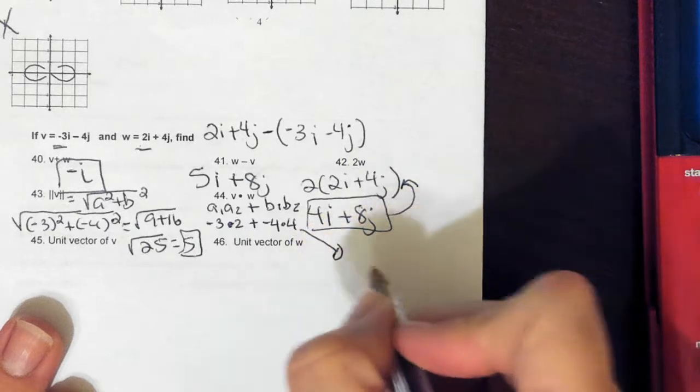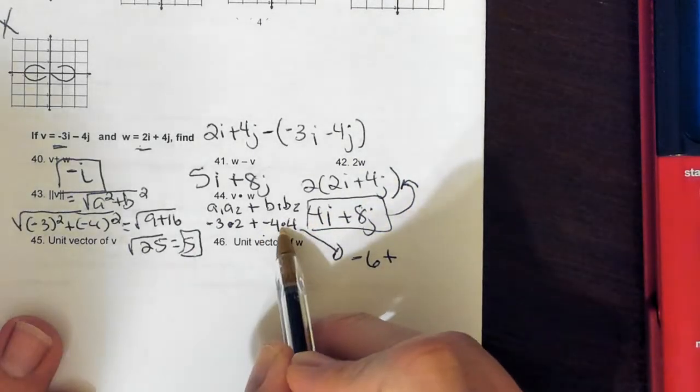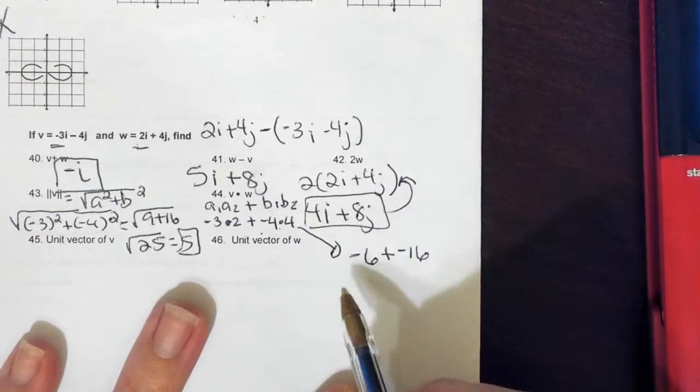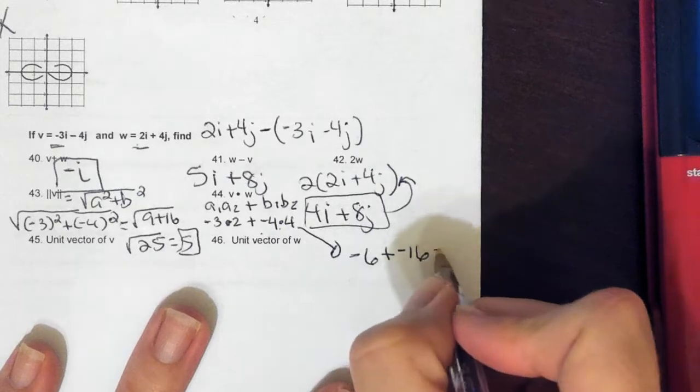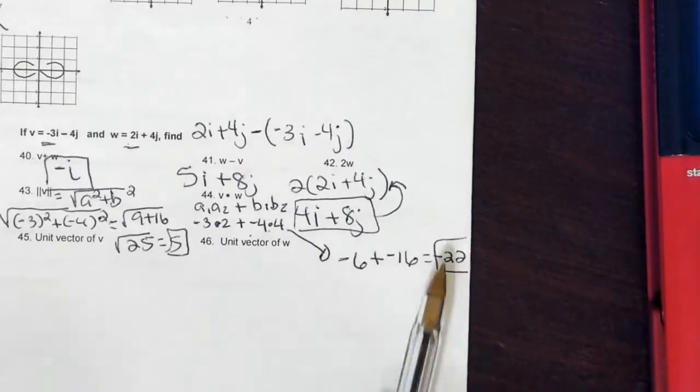I'm going to come over here. I get negative 6 plus negative 4 times 4, and I get negative 16. Then I add those together. Negative 6 plus negative 16 equals negative 22. The dot product is negative 22.